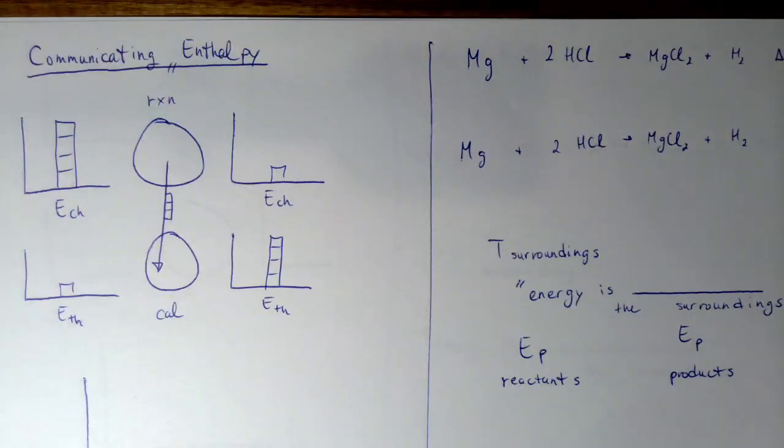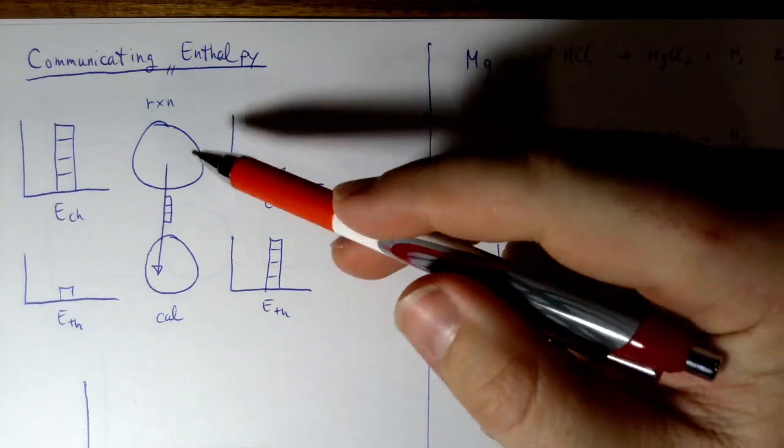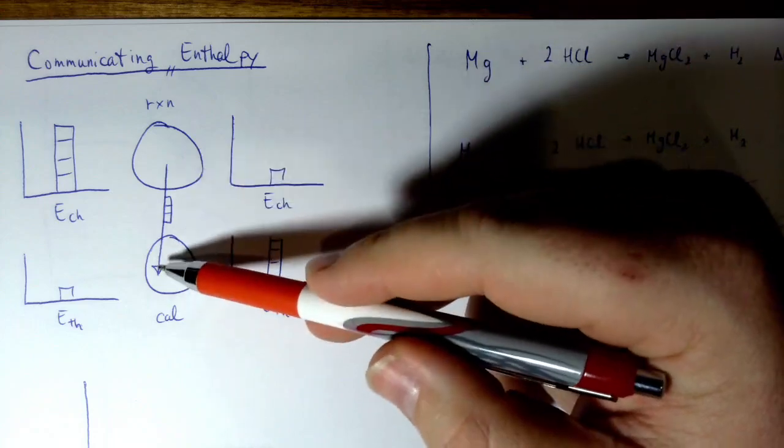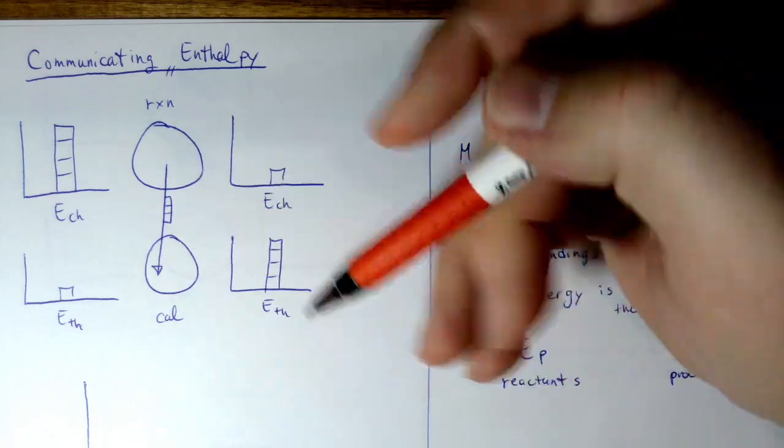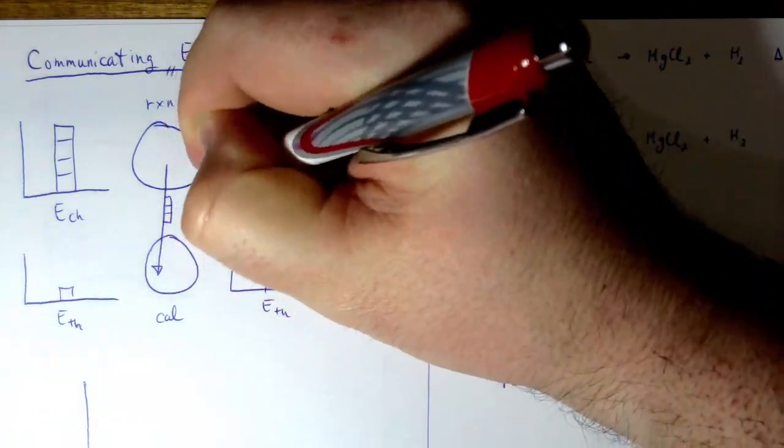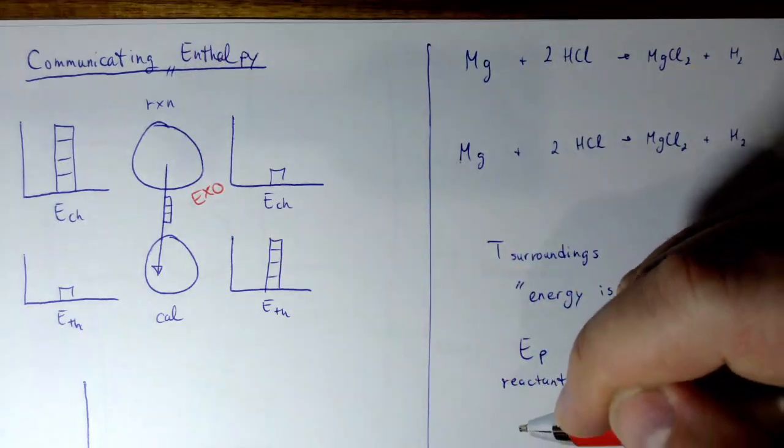Hey, it's Mr. K. Let's talk about enthalpy. So we've already talked briefly about exothermic reactions. Here is where we're going to start again. And energy is leaving this reaction, going into the calorimeter. By definition, that is exo, it is exiting.